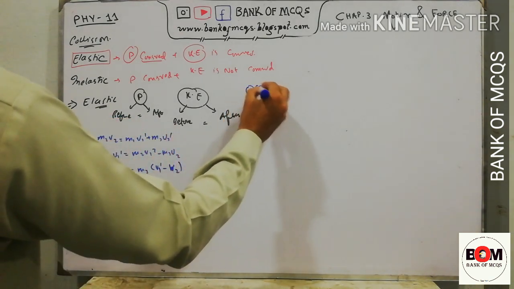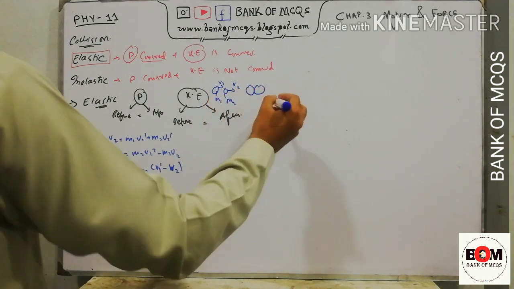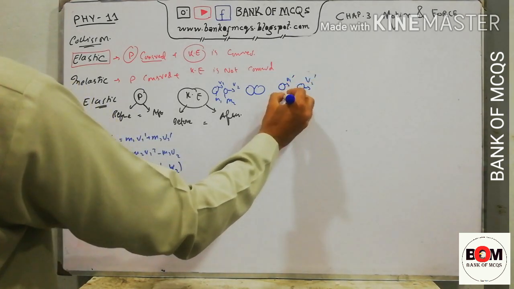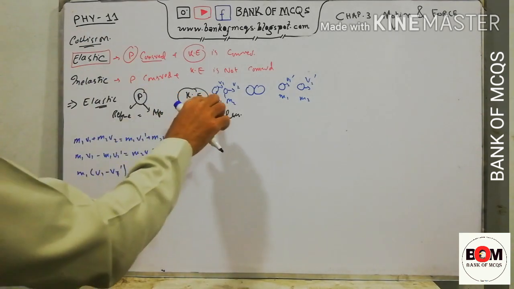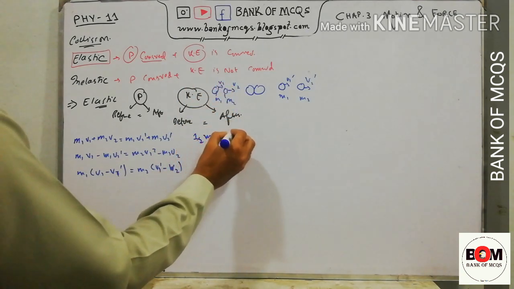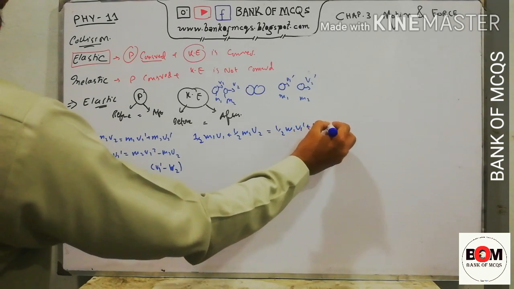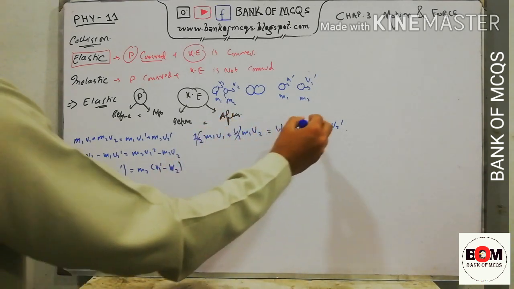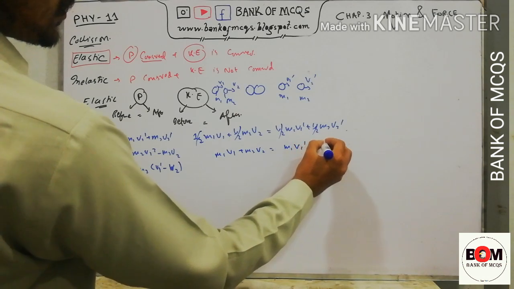For kinetic energy, two bodies m1 and m2 are moving with velocities v1 and v2. They hit each other, and after collision one moves with v1 dash and the second moves with v2 dash. For kinetic energy conservation, we know that kinetic energy before and after remains constant. So kinetic energy before is the kinetic energy of body A plus body B: half m1 v1 plus half m2 v2 is equal to half m1 v1 dash plus half m2 v2 dash. The half is constant in all of these, so we cancel it.